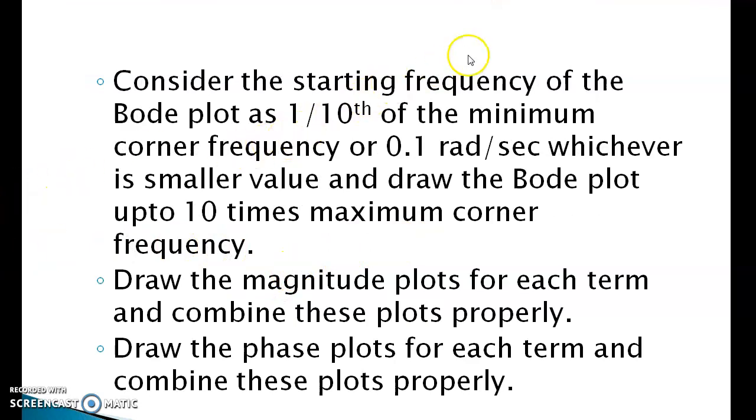Consider the starting frequency of the Bode plot as 1/10th of the minimum corner frequency or 0.1 radian per second, whichever is smaller value, and draw the Bode plot up to 10 times the maximum corner frequency.